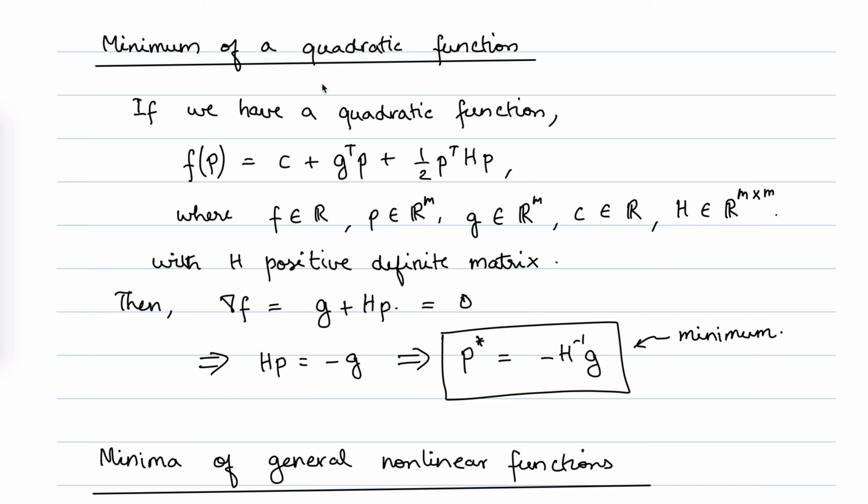So how does one find the minimum or maximum of a function, of a nonlinear function? Well, the minimum of a quadratic function is actually quite easy to find. We can compute this in a closed form, given that certain conditions are satisfied.